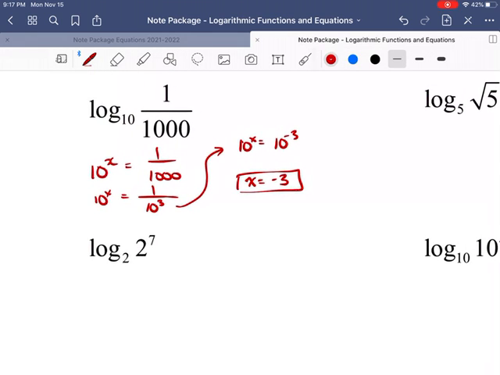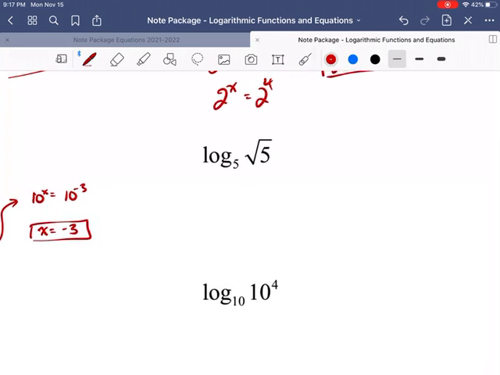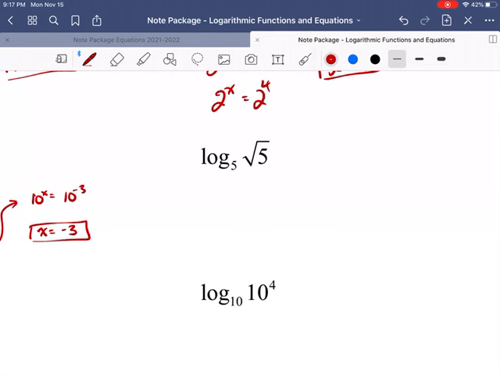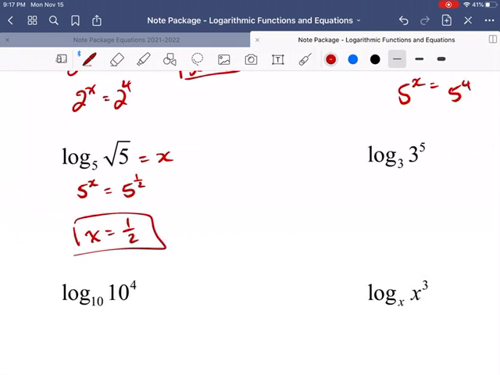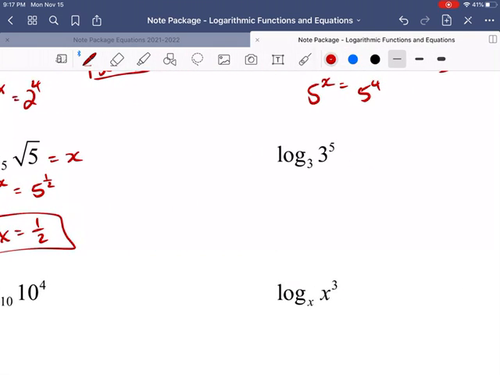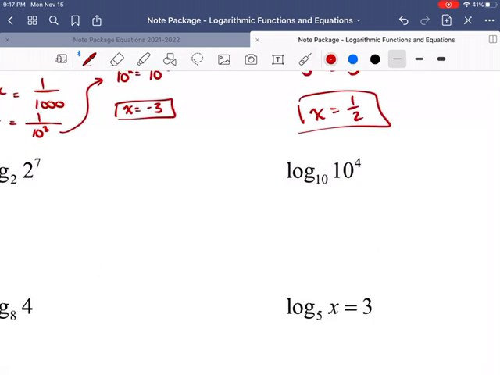Okay. Here we have to convert root 5 into exponential form. So 5 exponent x is equal to 5 to the 1/2. Now the root symbol is equal to 1/2. Therefore, x must equal 1/2. Okay. 3 to the x is equal to 3 exponent 5. Therefore, x is equal to 5. Perfect. That one was nice and easy.